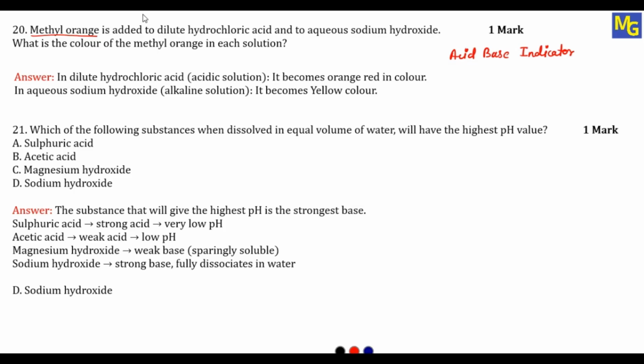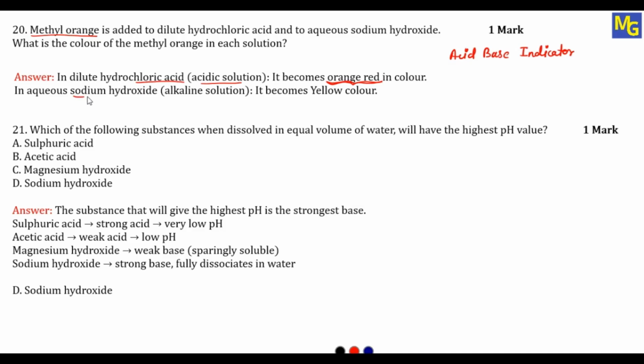So here we are going to add this methyl orange to dilute hydrochloric acid as well as to aqueous sodium hydroxide, and we have to tell what the change in the color is. Methyl orange indicator is originally a little bit orange, reddish orange in color, and when it is added to dilute hydrochloric acid, which is an acidic solution, it becomes orange red in color. So remember, the original color is already a little bit reddish, but once it is added in acidic solution, it becomes orange red. So a little bit of color change will occur when it is added in acid.